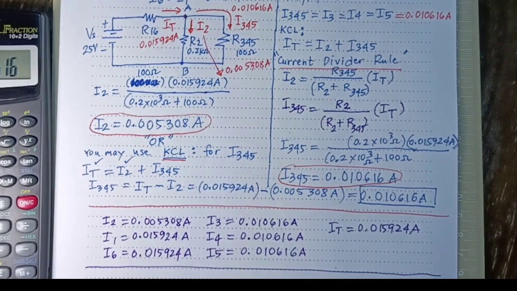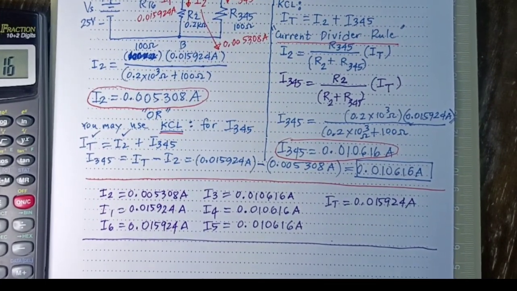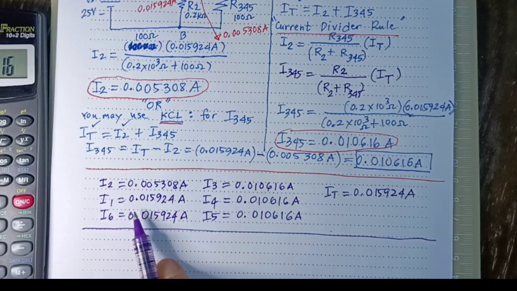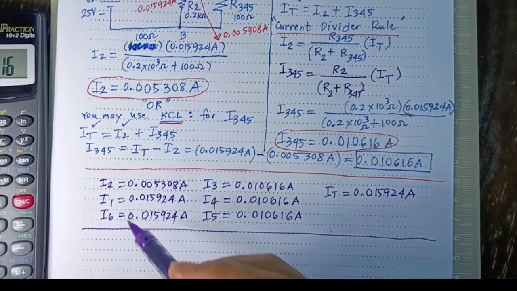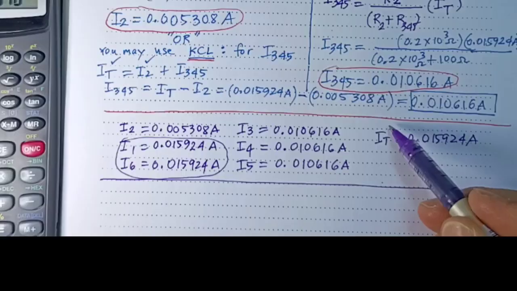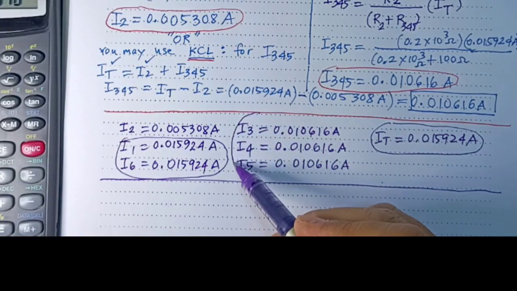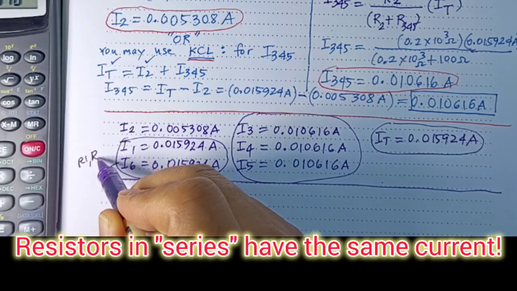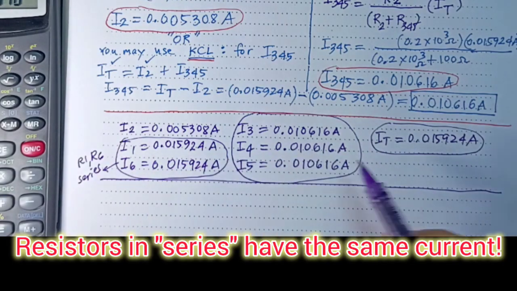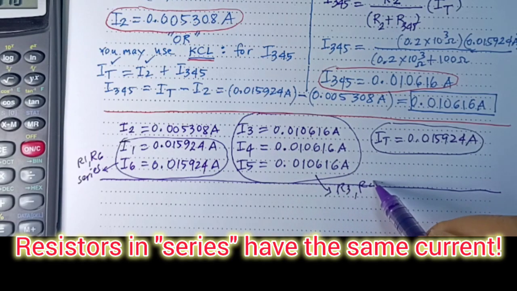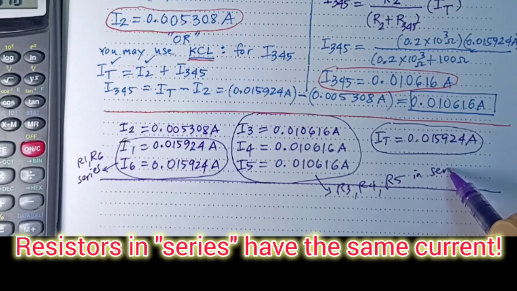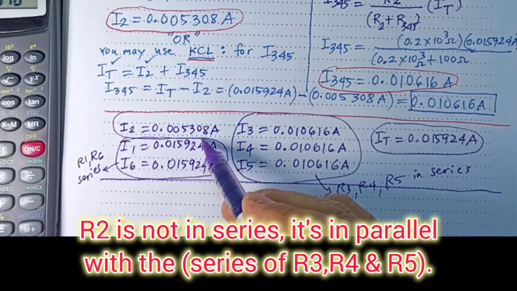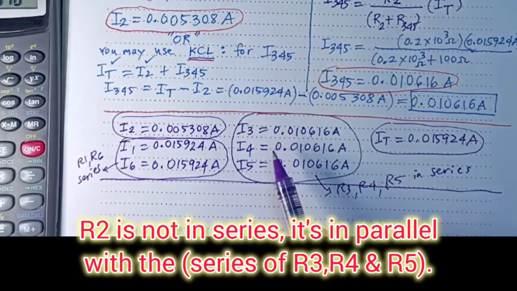So we got the I total now. And as you can see here, these are the answers. I1 and I6 are all the same as the I total. And then I3, I4, I5 are all equal because R3, R4, and R5 are in series, except I2, because I2 is not in series with the other three. That's why it's separated there.